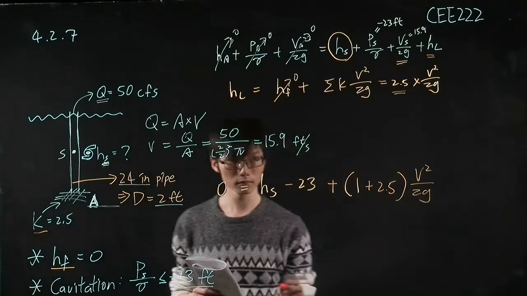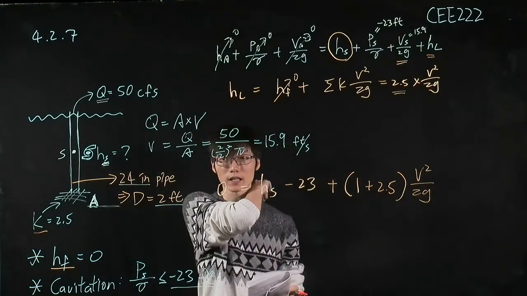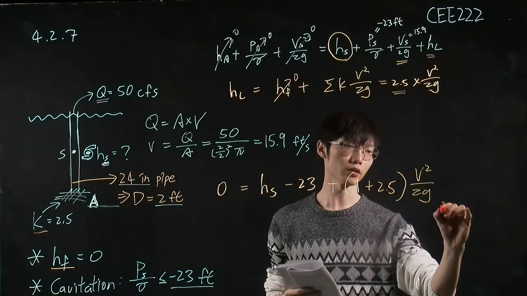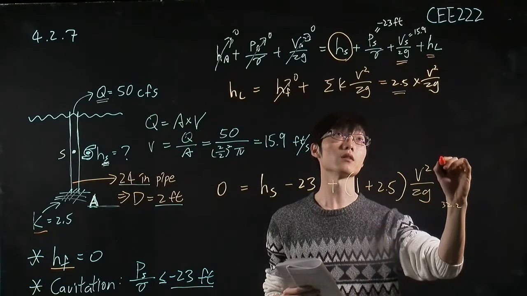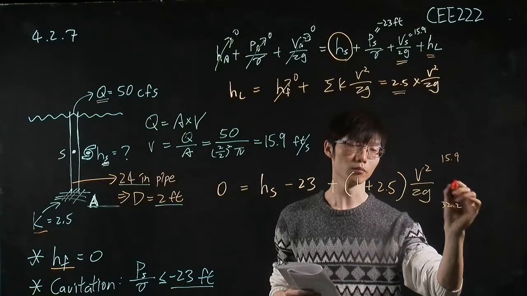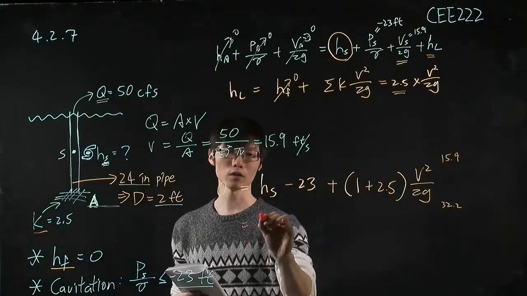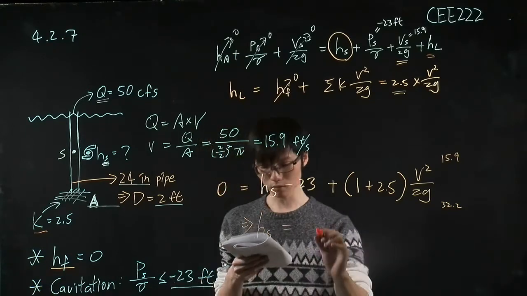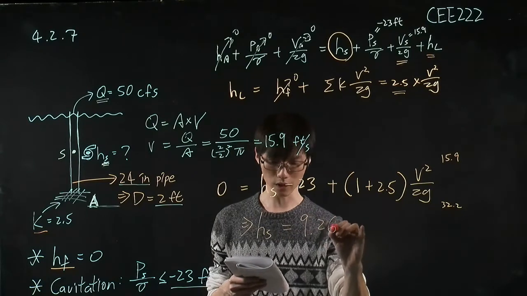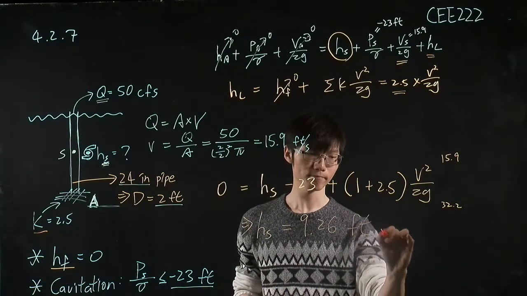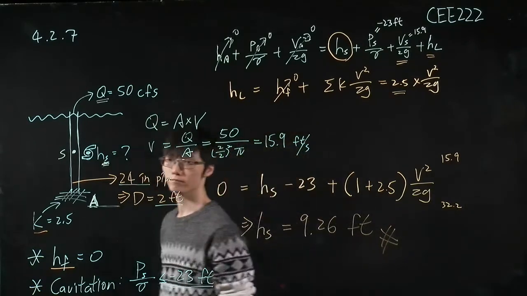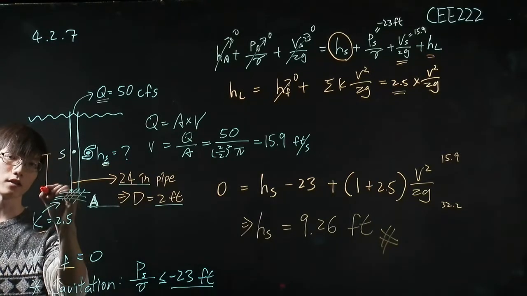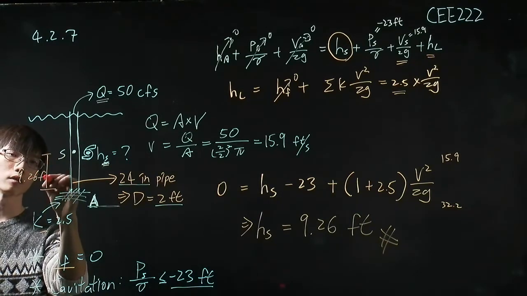over 2g. Okay, so basically you just need to plug the values into here. g is equal to 32.2, v is equal to 15.9. So plug the values inside this equation, then you can solve. HS is equal to 9.26 feet. Okay. So this distance will be 9 feet.